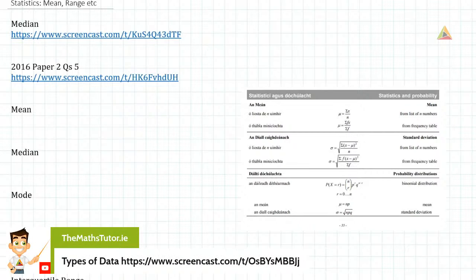The first one here is on median. So that's one of the central tendencies we're going to be coming across today. So just another few examples on how you can find the median. And then the second video is a worked question, so 2016 paper 2 question 5. So hopefully you'll find those videos useful.